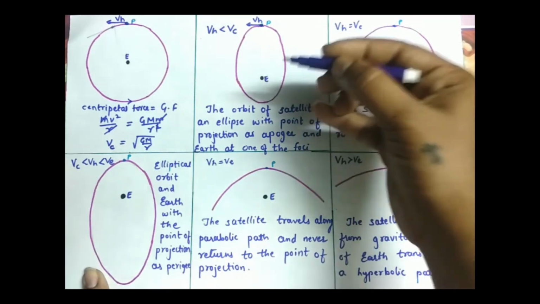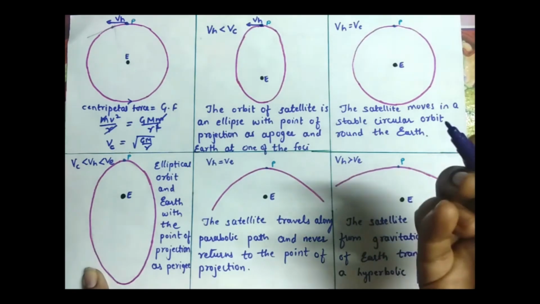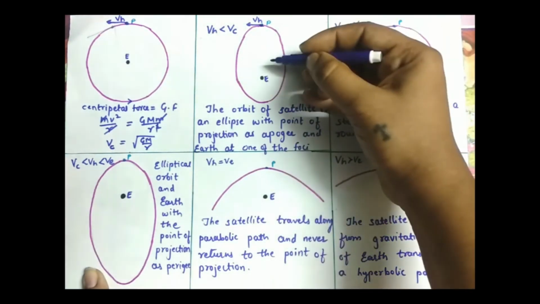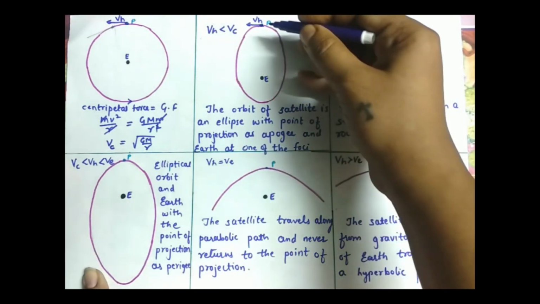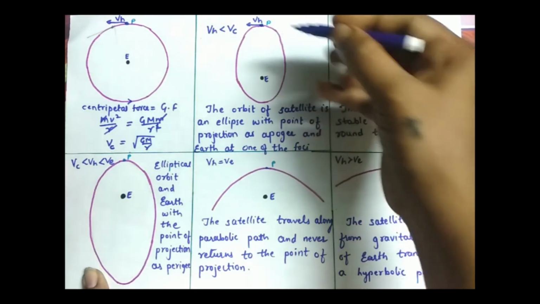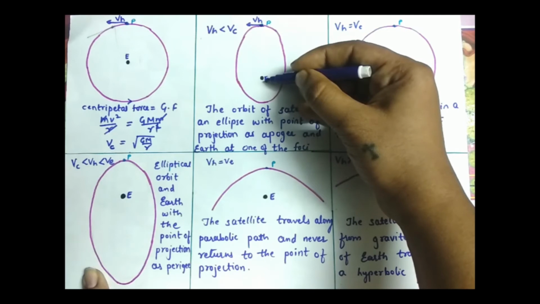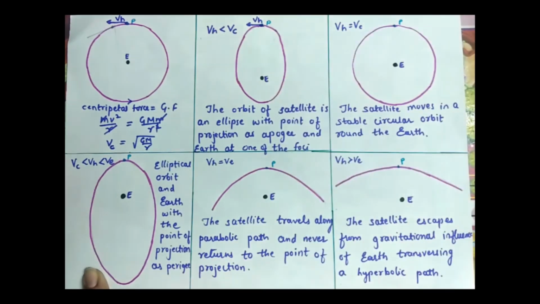So when the horizontal velocity is less than the critical velocity, what will happen? The satellite performs elliptical motion and the earth is at one of the foci. So you can say the point of projection is the apogee. What will happen in this case?